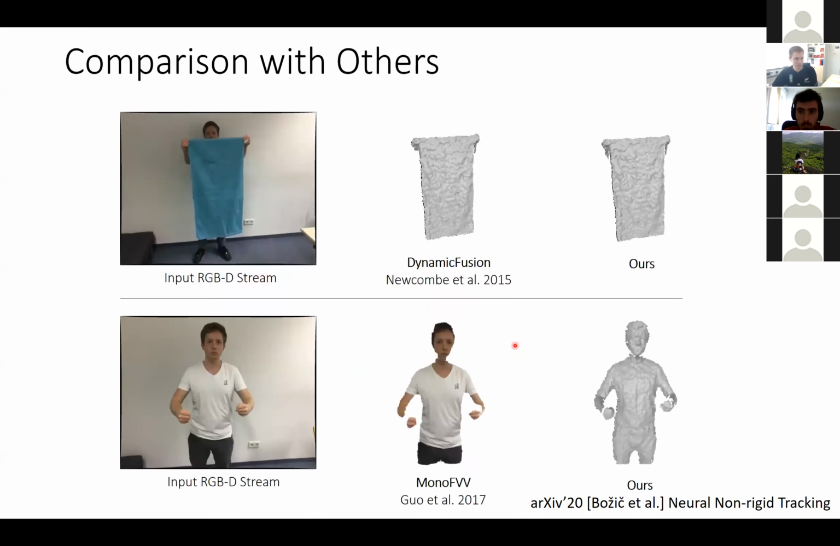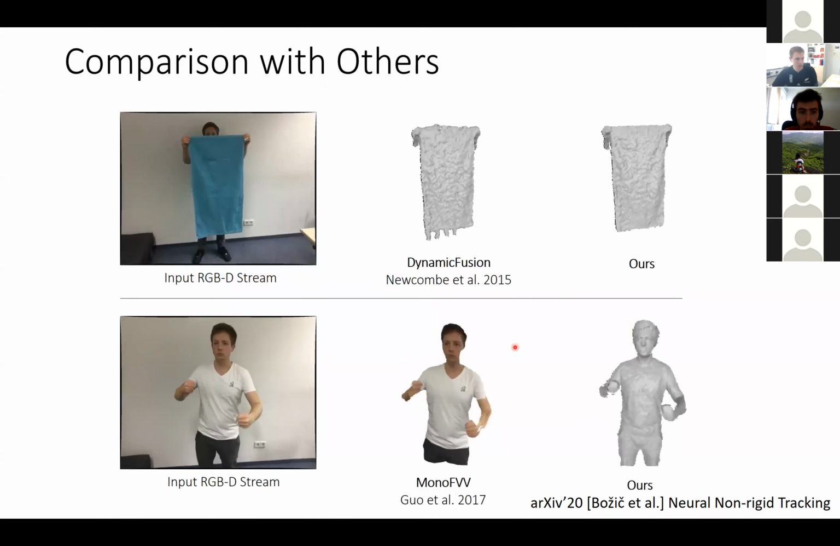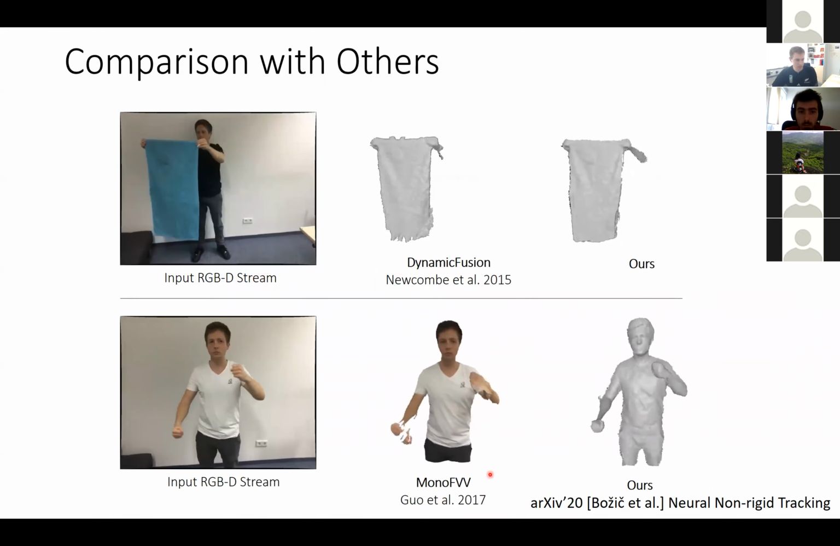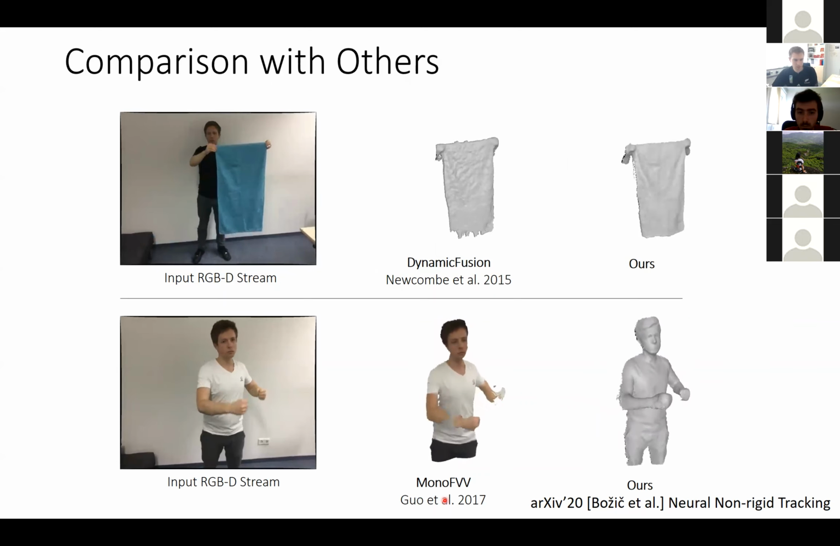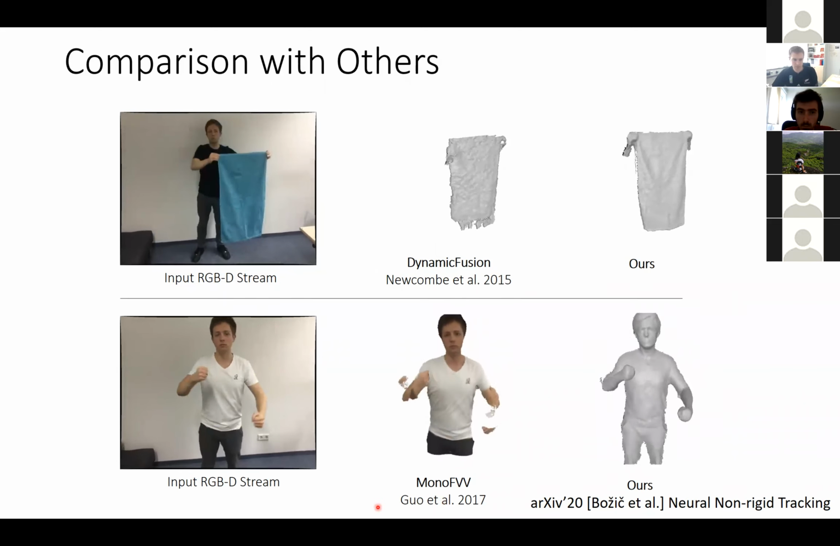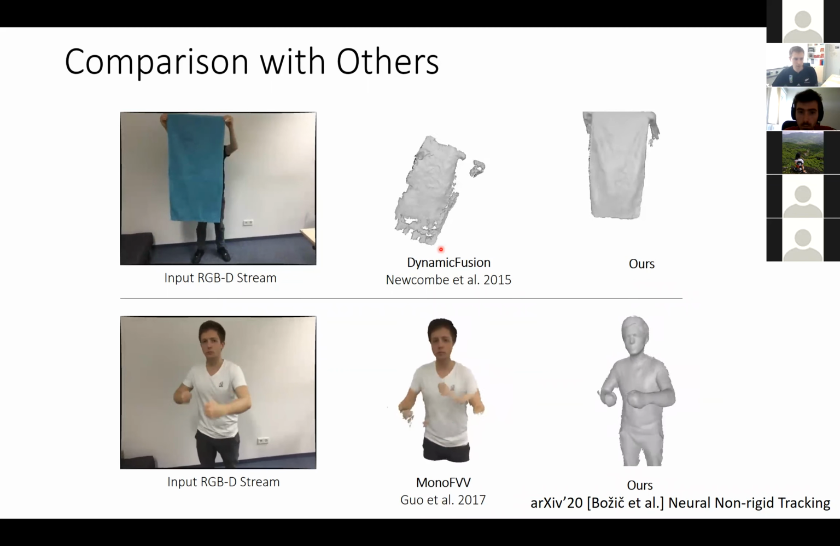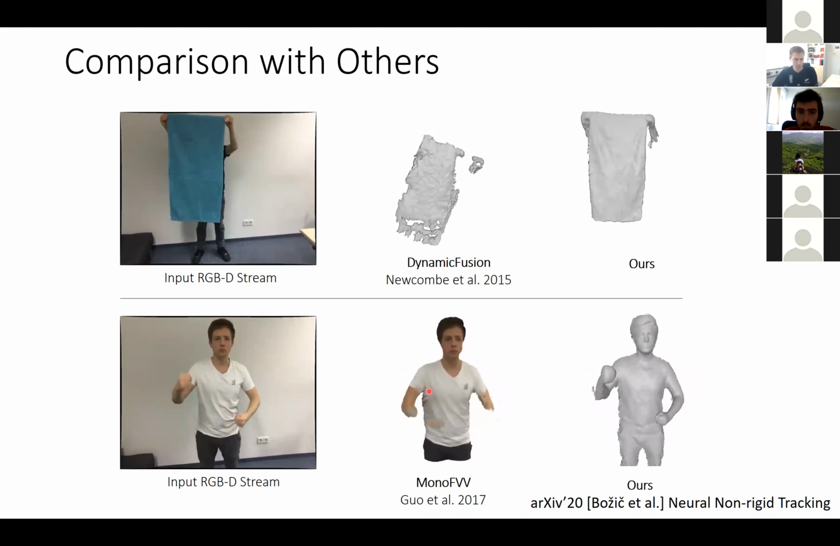We have another example here. This is against MonoFVV, the previous paper from Kaiwen Guo. DynamicFusion here, and even though they use that, you see here they don't quite get the arms right and so on. But again, these are handcrafted features, and now we have an end-to-end optimization to learn the tracking all the way.